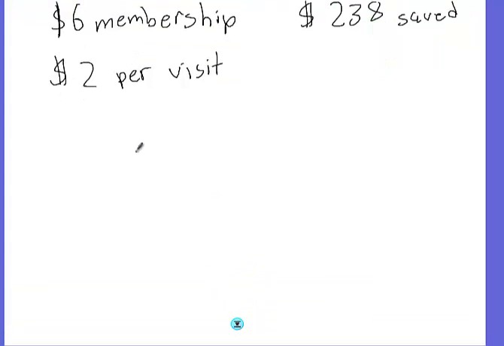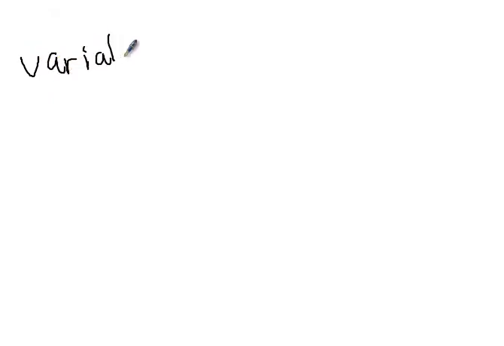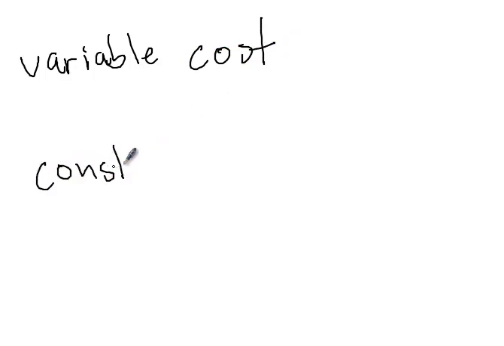Okay, when we deal with equations, one of the biggest things we have to find out is which is our variable cost or our variable number, and what is our constant cost. Okay, so when we're talking about these words, variable is something that can change. Constant is something that stays the same.